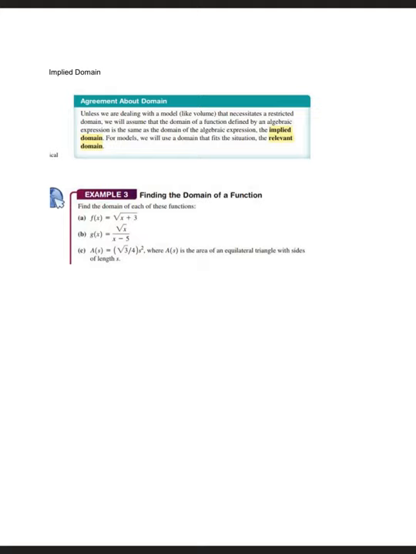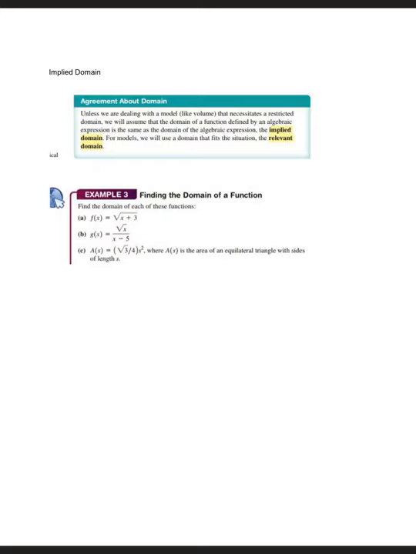Okay, video 2 is all about implied domain. So implied domain is what is the equation itself telling us, okay? So when we are looking at the equation itself, well, you could double check with a graph, but there are certain facts about an equation that you need to start recognizing.